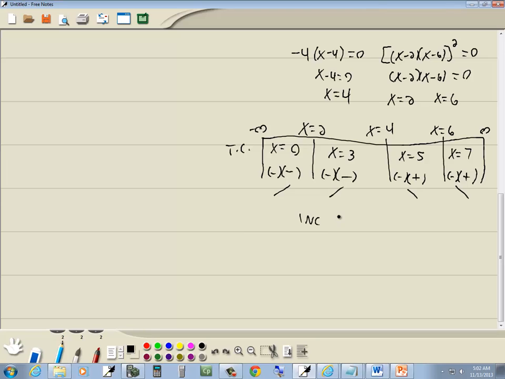Okay, so this is increasing from negative infinity to 2. It's also increasing from 2 to 4. Then it's decreasing from 4 to 6. And then it's decreasing from 6 to infinity.